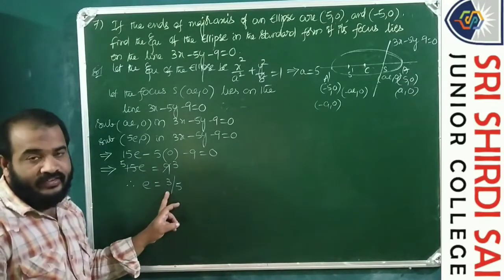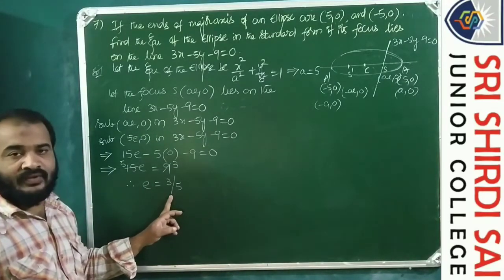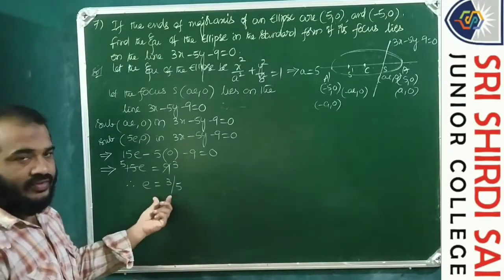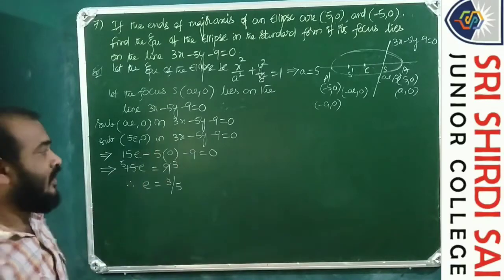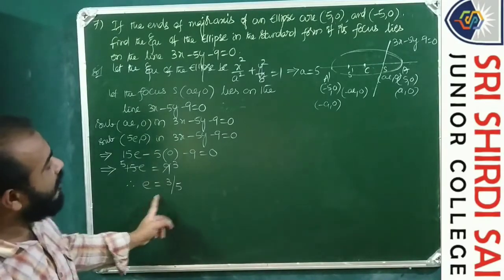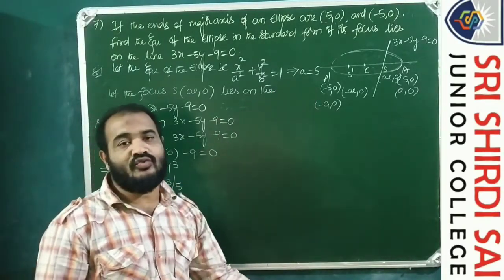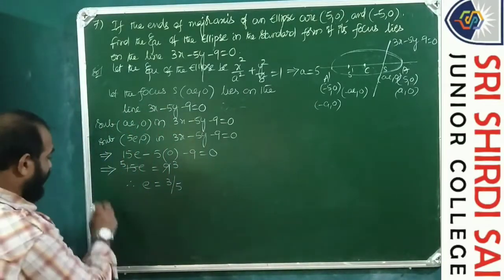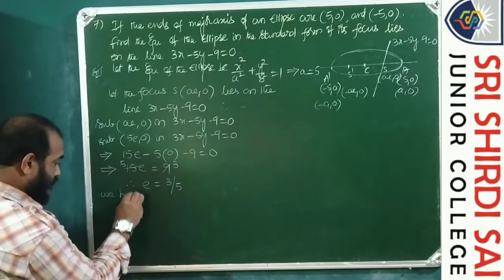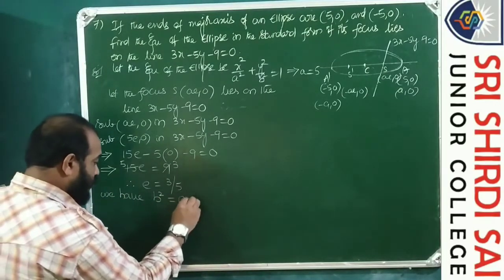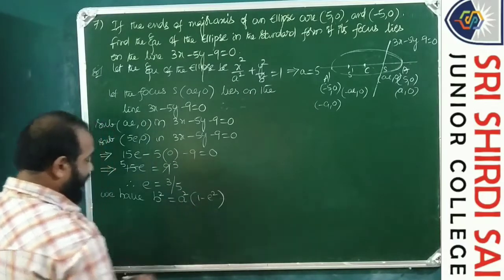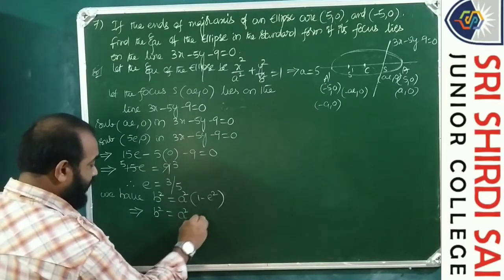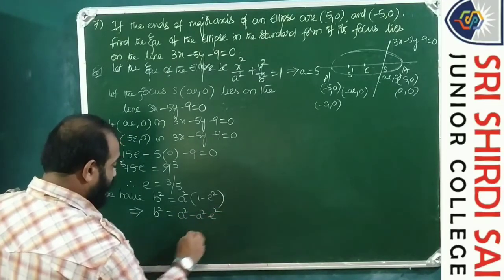So this is 0.6. 0.6 is between 0 and 1, so less than 1 only this is. Therefore, this is the eccentricity of this ellipse. We have e, we have a. So it is easy for us to find out the remaining b. It is connected by the relation b square is equal to a square into 1 minus e square. So this b square is equal to a square minus a square e square.